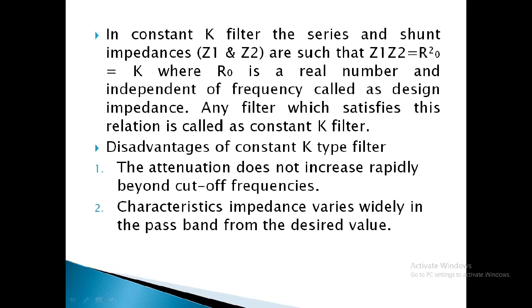Then come to the disadvantages of constant K type filter. The first disadvantage: the attenuation does not increase rapidly beyond cutoff frequencies. Second, characteristic impedance varies widely in the passband from the desired value. These two disadvantages are overcome by using M derived filter.